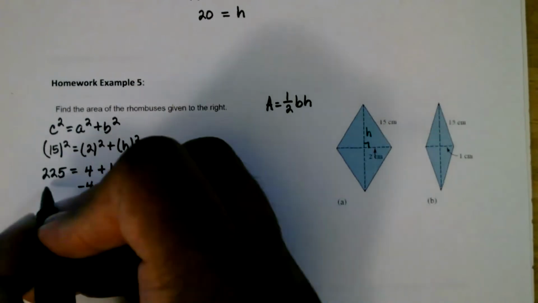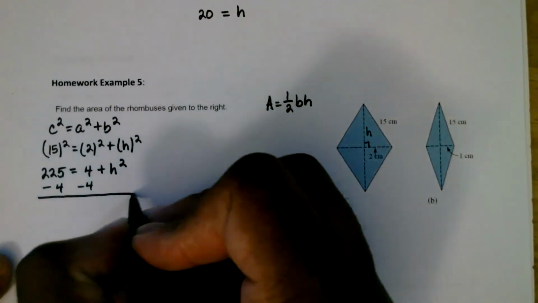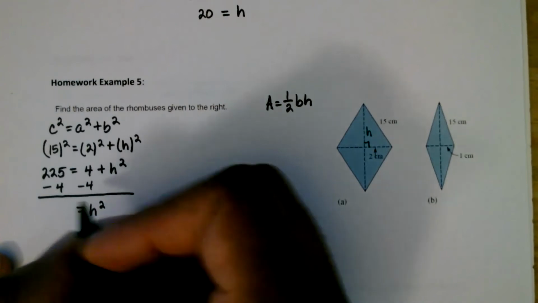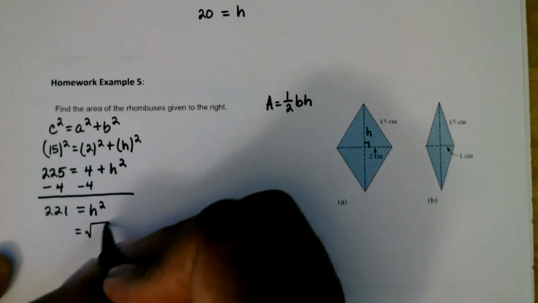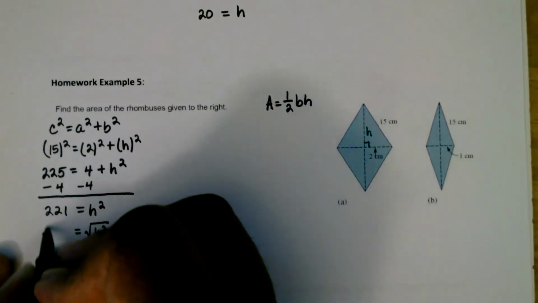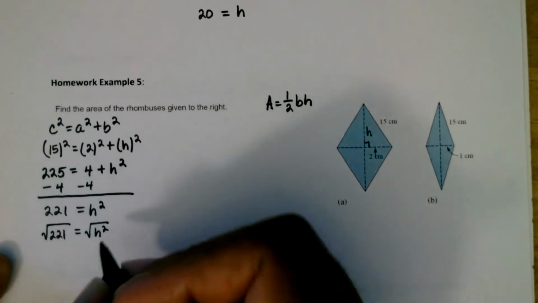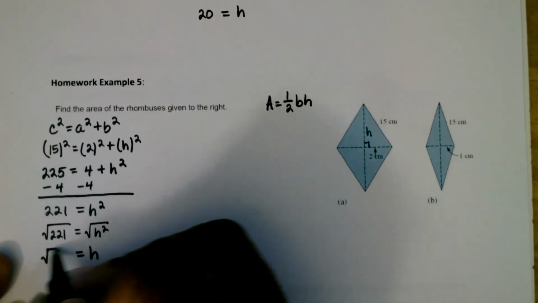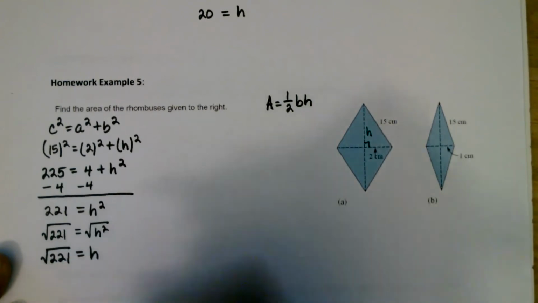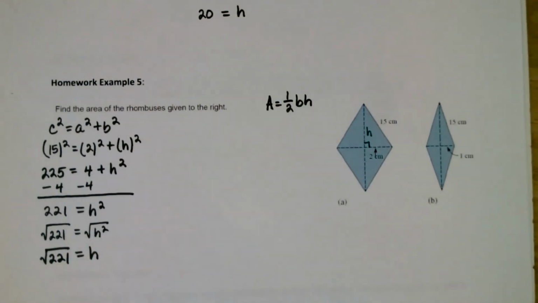Now if I subtract 4 on both sides to get the h squared by itself, that would mean h squared here would be 221. And then to solve for h, we take the square root on both sides. So here, this will be h. That 221, I'm not going to be able to take the square root of that. It's not a perfect square. So we're going to leave that as the square root of 221. So that's what h is.